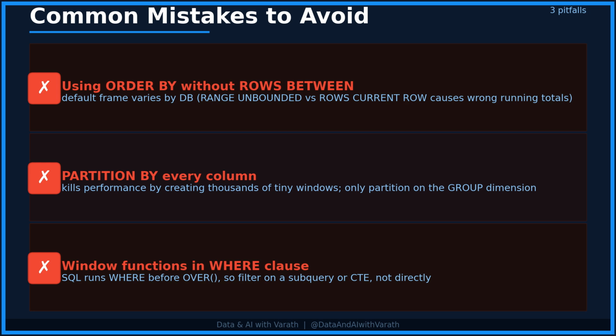Mistake 2, partition by everything. I've seen people add 15 columns to partition by because they want complete accuracy. What they get is thousands of tiny windows with 1 or 2 rows each, and query performance that's worse than the subquery they replaced. Mistake 3, window functions in the where clause. SQL evaluates where before it evaluates over. You'll get an error or wrong results. If you need to filter on a window function result, wrap the whole thing in a CTE or subquery first. Then filter in the outer query.